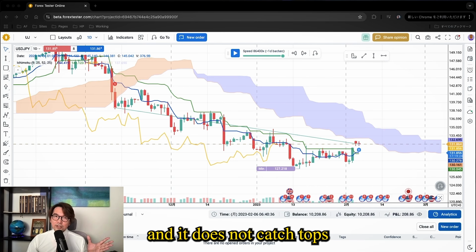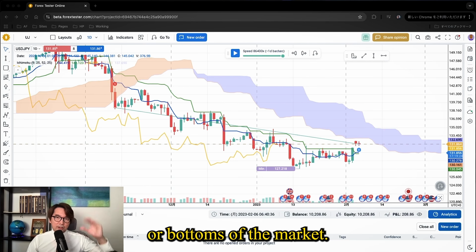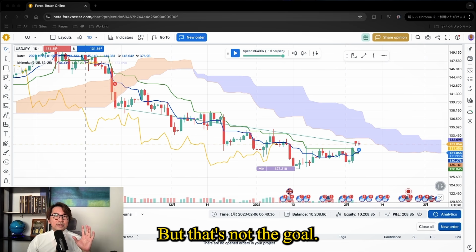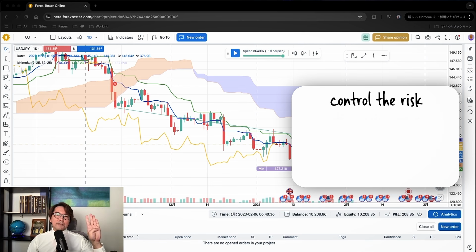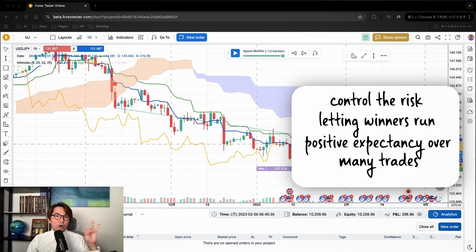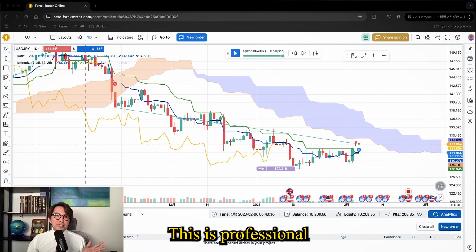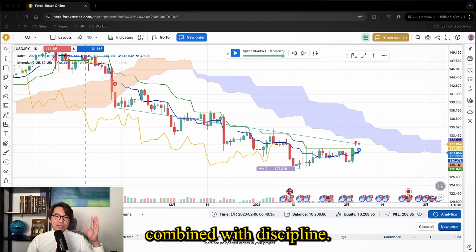And it does not catch tops or bottoms of the market. But that's not the goal. The goal is the controlled risk and letting winners run as long as possible, and positive expectancy over many trades. This is professional trading. Ichimoku is not magic, it is probability combined with discipline.